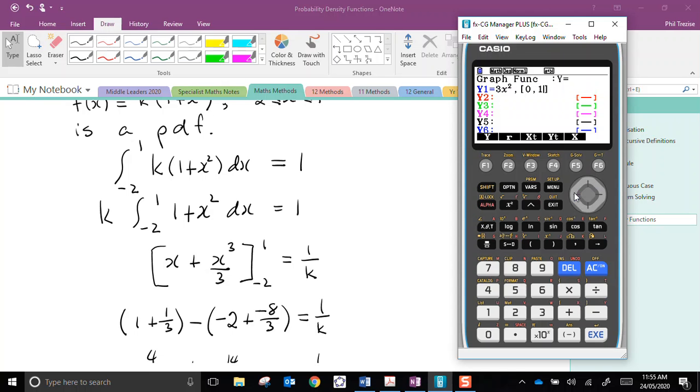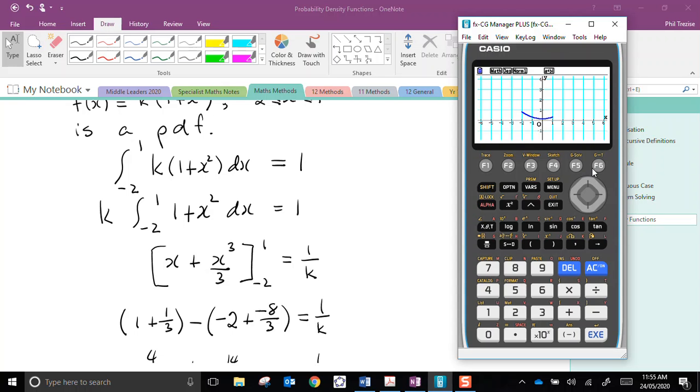Now our domain was from -2 to 1. Or I might just wipe out that whole thing and type it over again. I think k was 1 over 6. And then in the brackets I had 1 plus x squared. So there's my function, there's the domain. Let's enter that. Now draw. There it is. What a lovely little function.